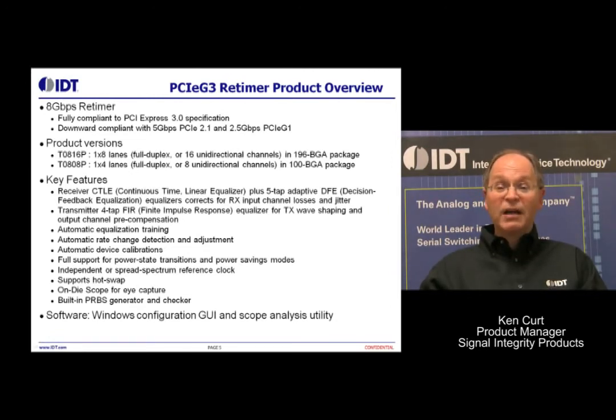Our retimers support either independent clocks or a common spread spectrum clock. So you have multiple options in terms of clocking. Our devices also support hot swapping. And finally, the retimers offer built-in instrumentation capabilities. There's a built-in pattern generator and checker function, as well as an on-die scope capture capability.